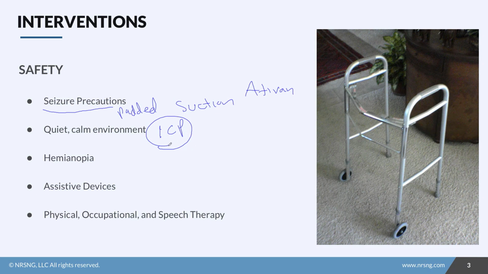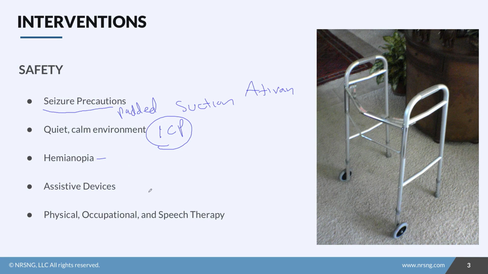Now, anytime you have a patient with hemianopia or visual field loss, we're really going to want to approach them from the unaffected side. And then we also want to start teaching them to look towards the affected side. Now, it might seem like, why would you even have to teach them that? But remember, they're basically starting like a child, because this is all new to them. You can have a plate of food in front of them and they can't see half the plate of food. So you really have to instruct them to make sure they're scanning their entire environment.